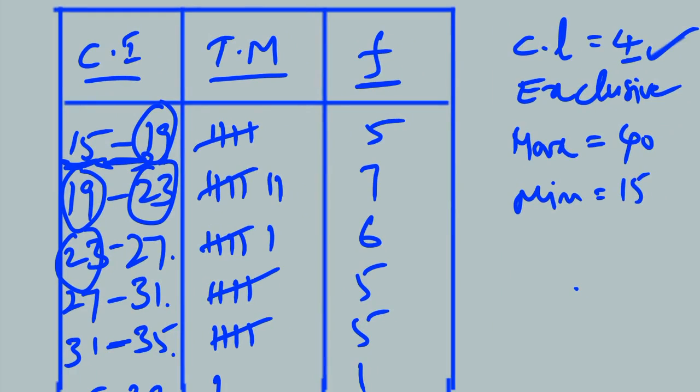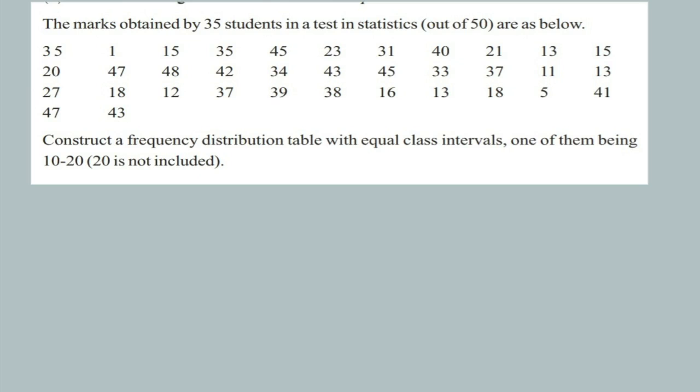What we can conclude from this distribution table is that generally 15 to 19 students are sitting on average in 5 classrooms, in 7 classrooms 19 to 23 students are sitting, and in 6 classrooms 23 to 27 students are sitting. Such kind of conclusion we can give. We'll go to the next problem.